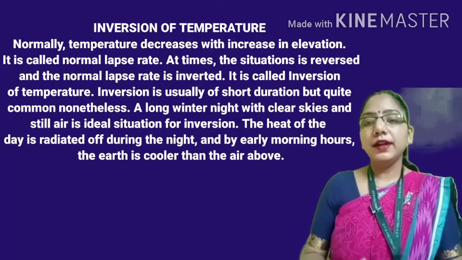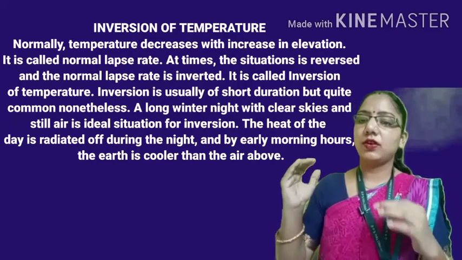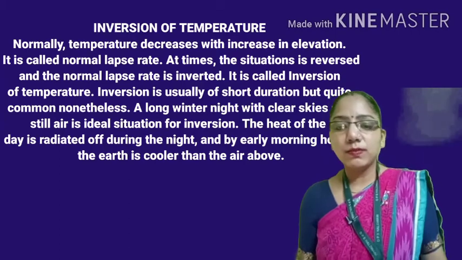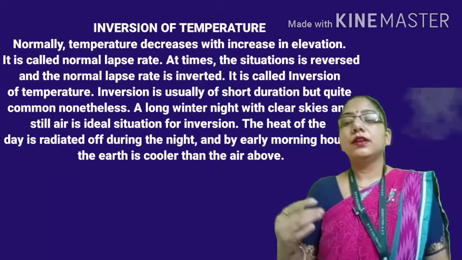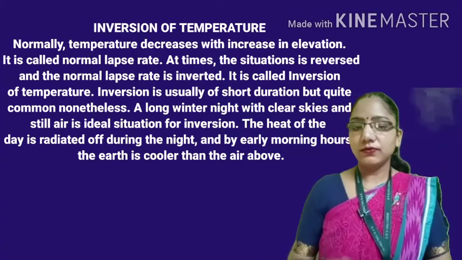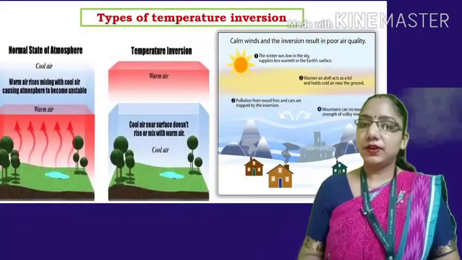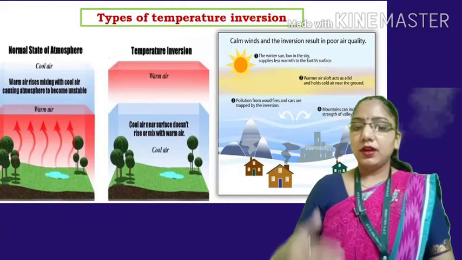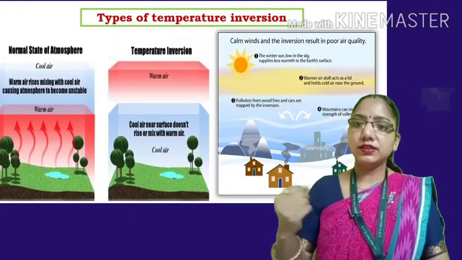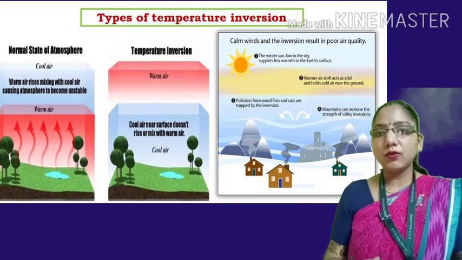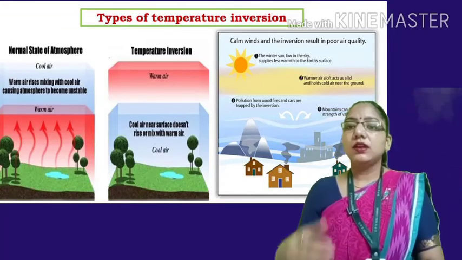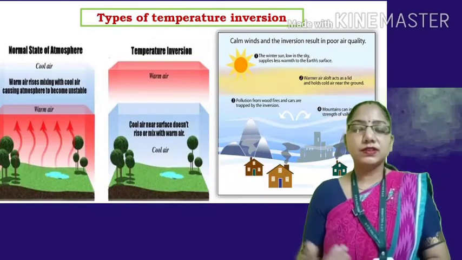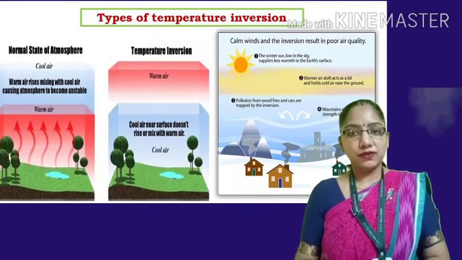In brief, it is an increase of temperature with height which occurs in the lower part of the troposphere. There are a total of 3 types of inversion: number 1, a high altitude inversion; number 2, the advective inversion; and number 3, a ground inversion, or we can say radiative inversion. So with examples we will see the 3 types of inversion.